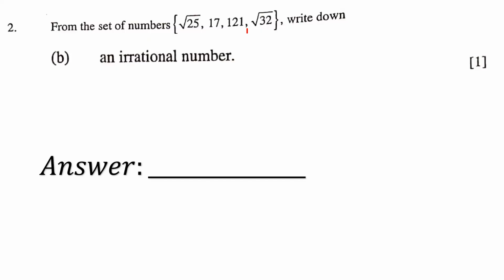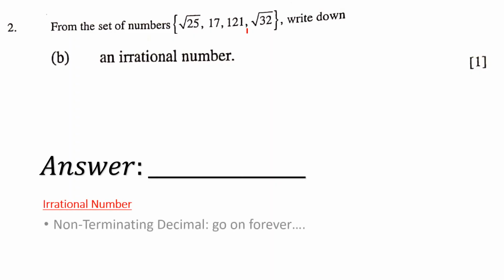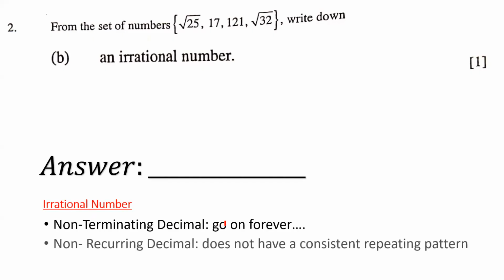It says, from the set of numbers, we have to write down an irrational number. What do we mean by irrational number? Two criteria to think about. The first one is they are non-terminating decimals, which means that they go on forever and ever. The next thing is that they are non-recurring decimals, which means that they do not have a consistent repeating pattern. For example, if we have 3.66666, that's a consistent pattern.